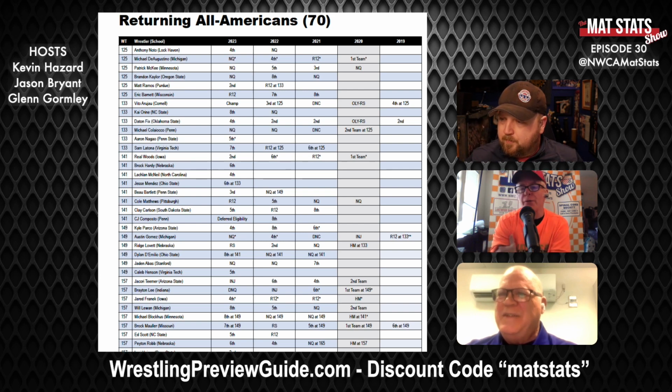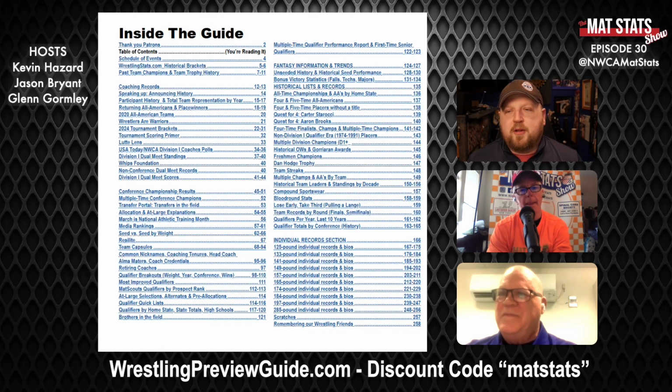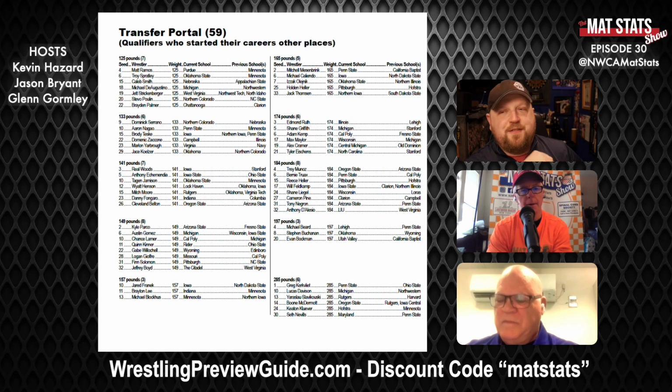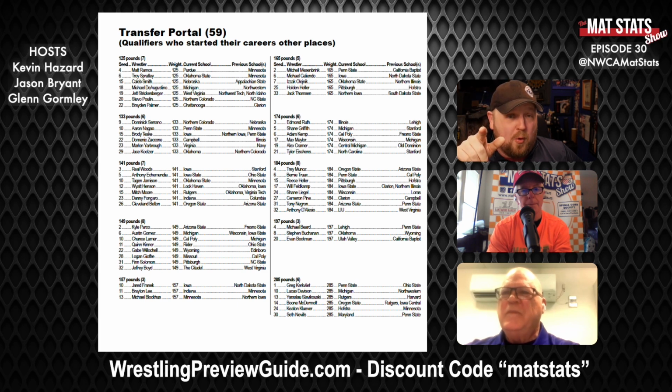How many transfers have qualified this year, Jason? Well, the transfer portal is an interesting thing. It's a topic that we get, and right now we will have 59. And this is a sheet that I actually had to update a couple different times since I first published it, because I found another one this morning that I had neglected. I missed Edmund Ruth actually starting his career at Lehigh. So 59, the most in a weight class is 8 at 184, and then 8 at 149.